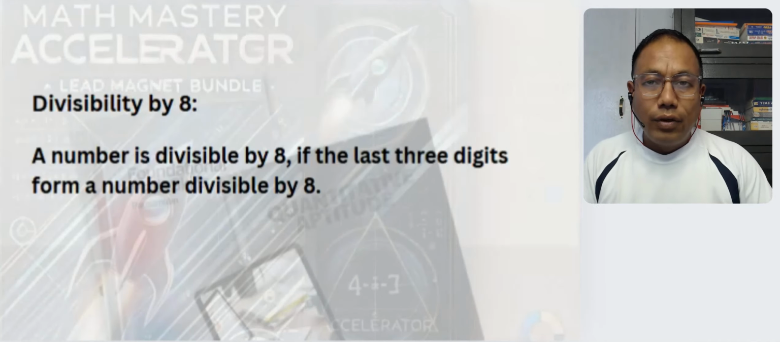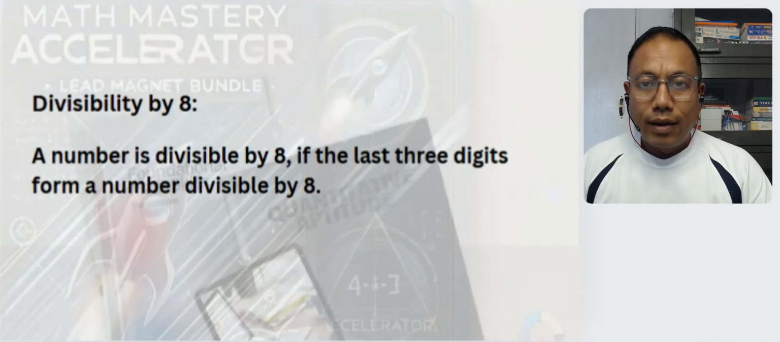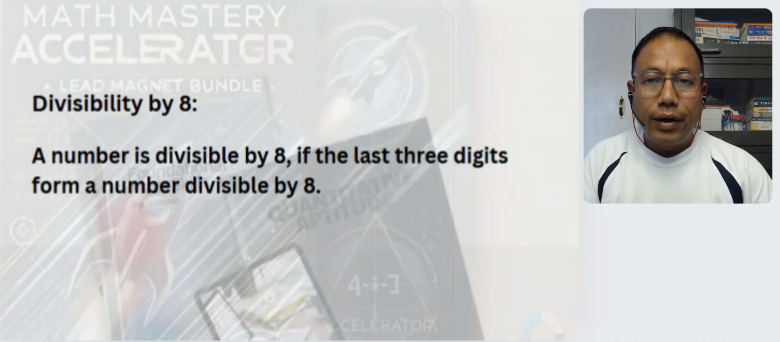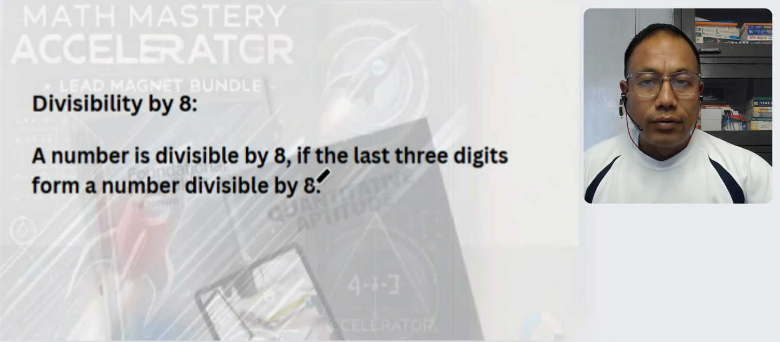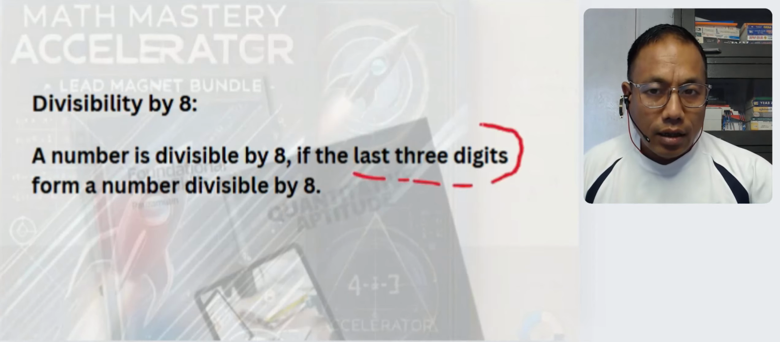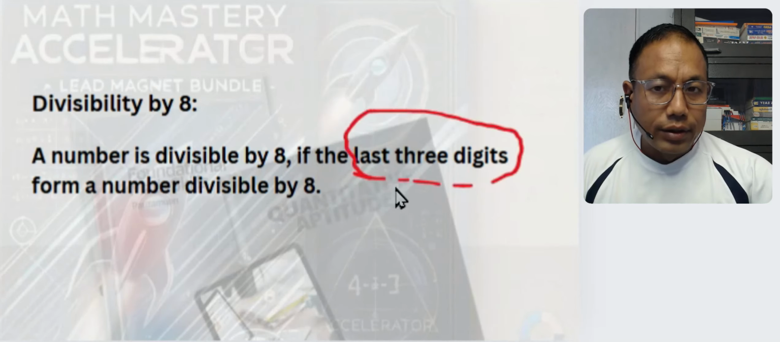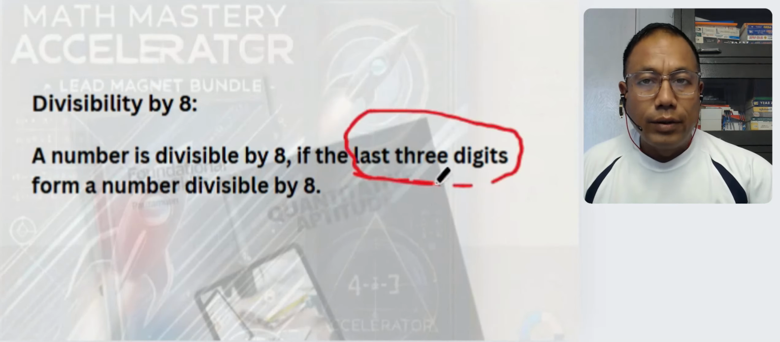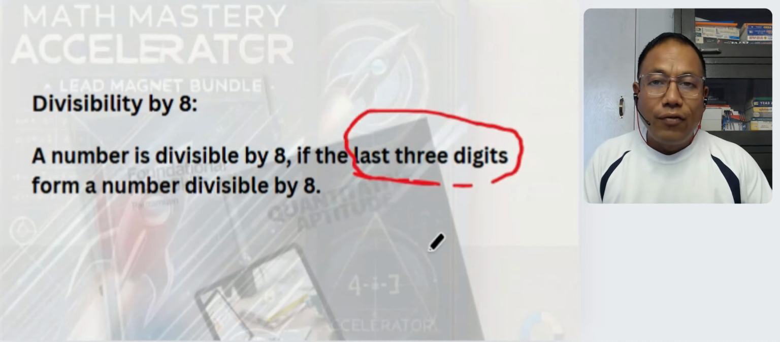Now, let's move to divisibility by 8. A number is divisible by 8 if the last three digits of the given number are divisible by 8. Remember, last three digits, okay? In divisibility by 4, we have last two digits. Here, we'll work on last three digits, but we'll further modify, okay?